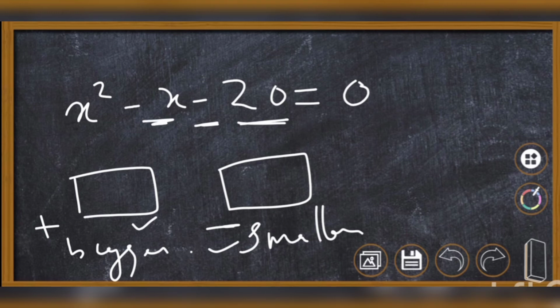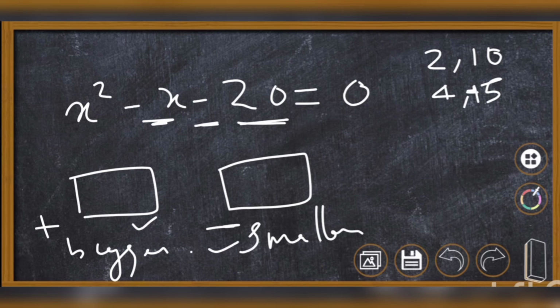Now we have to factorize 20. 10 into 2 is 20, but the difference cannot be minus 1 or 1. And 3 cannot be used. Now 4 into 5 is 20, and the difference can be 1. So we can use 5 and 4.